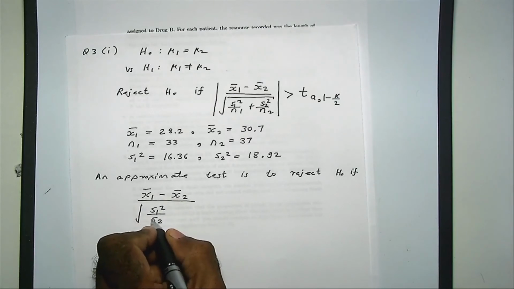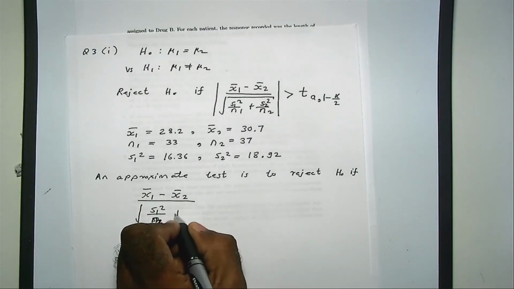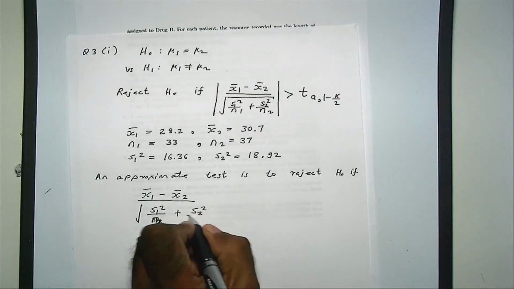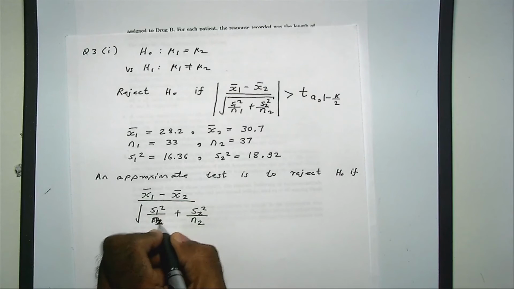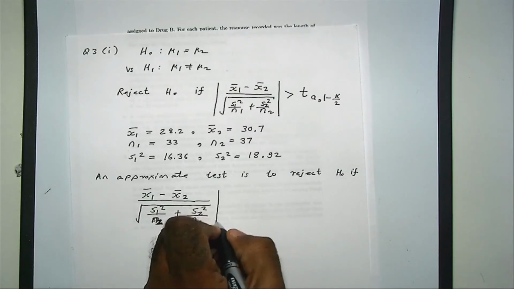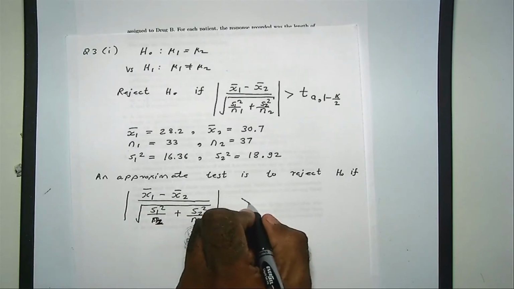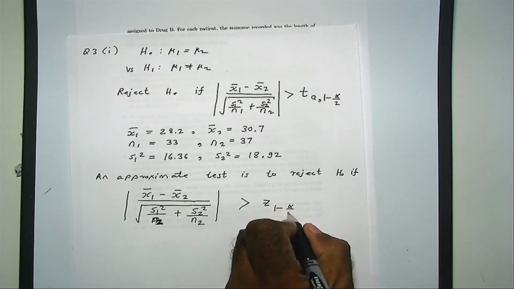So this should be n1, excuse me, sorry for my writing, s2 squared divided by n2. It's n1, guys, okay? Greater than the z percentile with this probability.